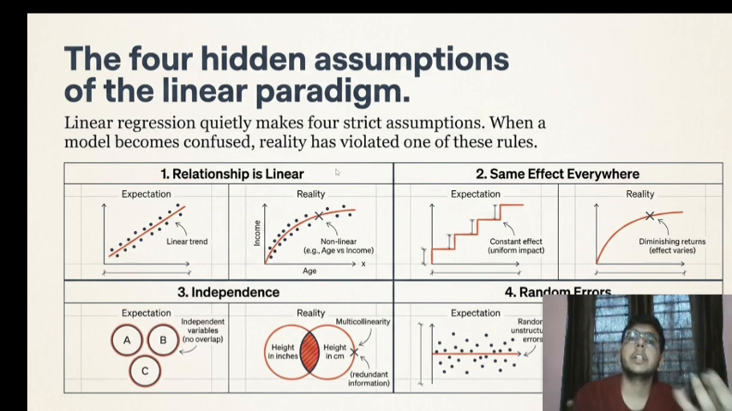Third thing, linear regression assumes that the data you give are independent. Meaning the features are not collinear with each other. And fourth is the random error. It assumes that the error must be random, not a pattern-wise error.